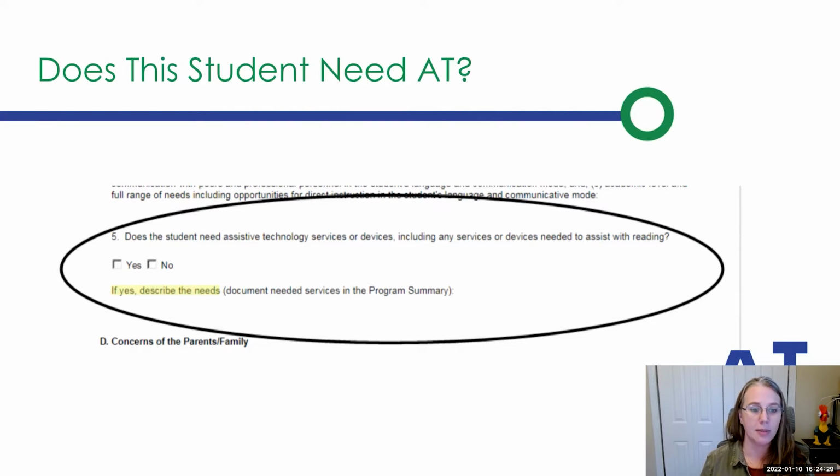Does the IEP team determine that the student does need or does not need assistive technology? Obviously, if the team is sitting around and says the student does not need assistive technology, it's not something that they would benefit from, that checkbox is a no, and at that point, this process pretty much stops. However, if the team sitting around the table says, yes, the student needs assistive technology, even if you're not sure what kind of assistive technology they may need, this box is going to be checked yes.